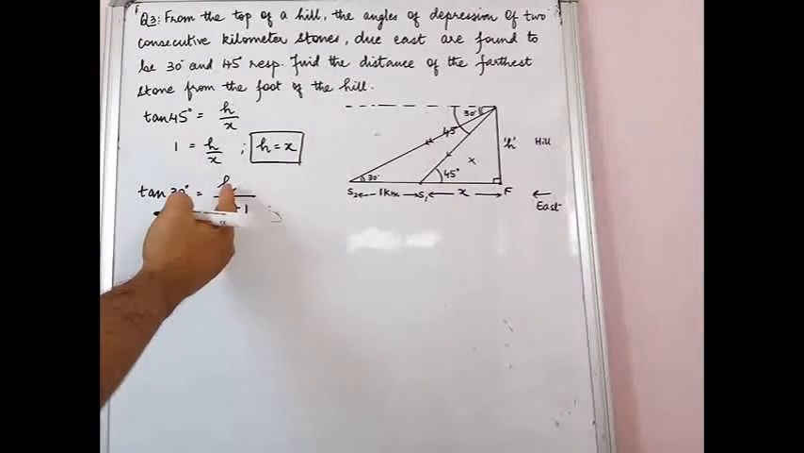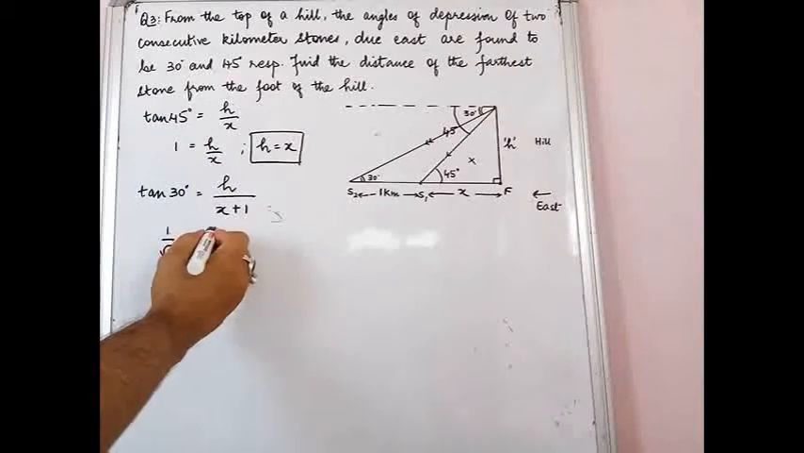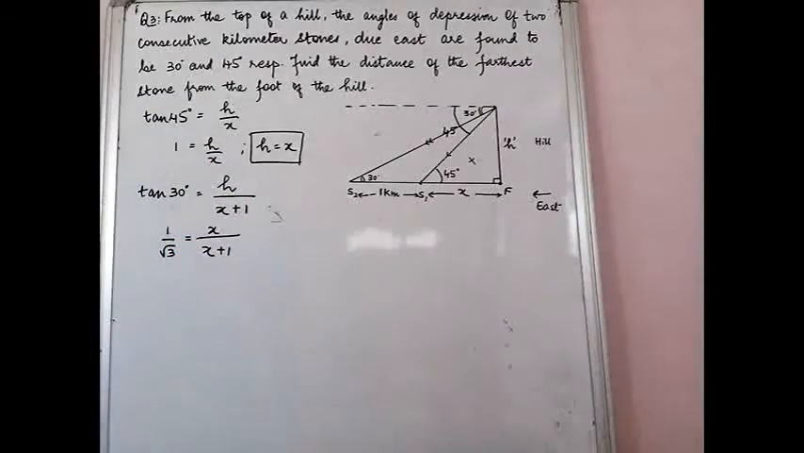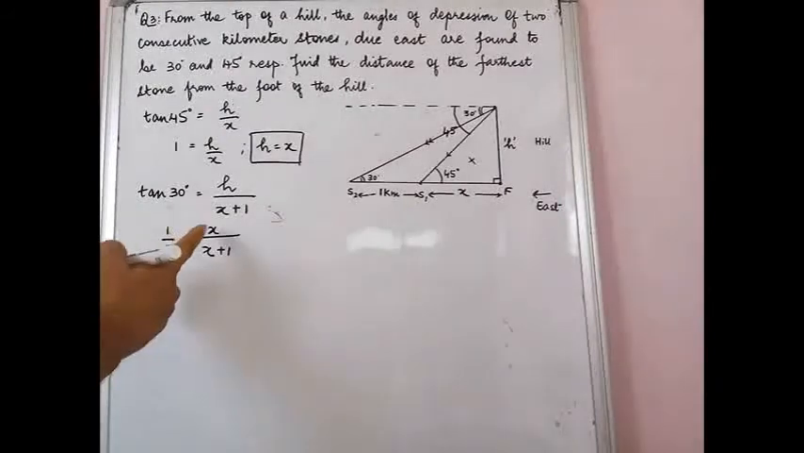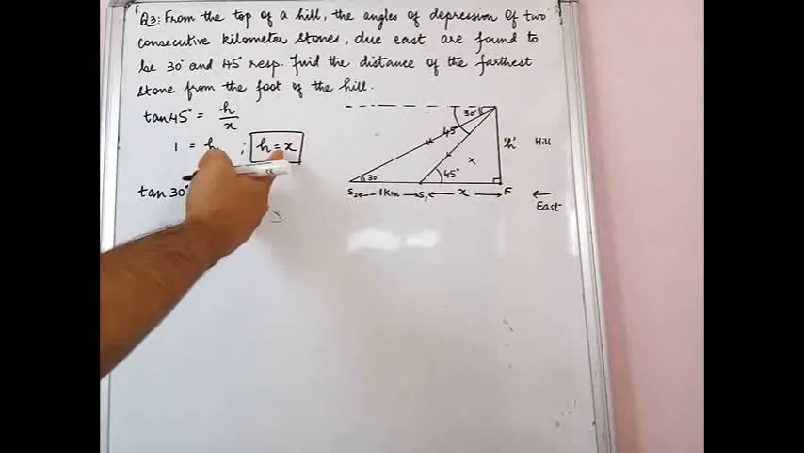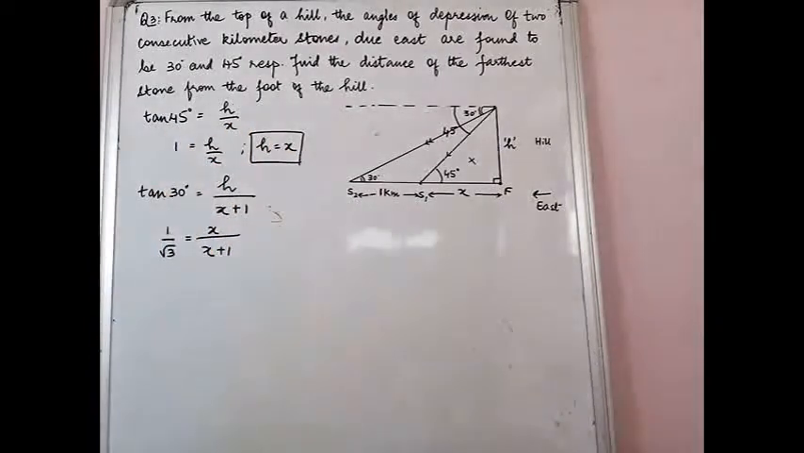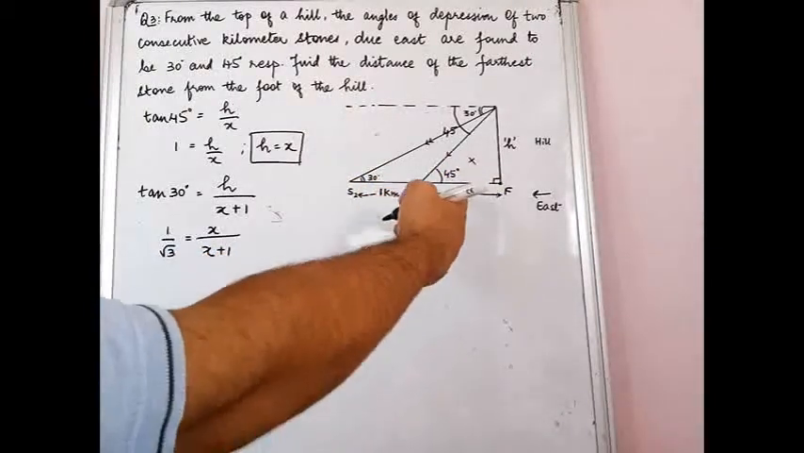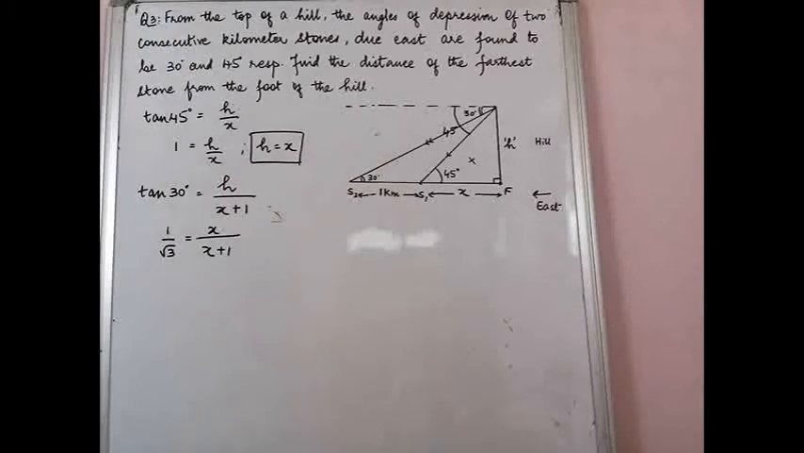Now in place of h, I will simply put x. So this becomes x upon x plus 1. Okay, where has h gone? I have replaced h with the help of this earlier equation in terms of x, because remember we have to find out this horizontal distance on the ground. So for that x is necessary. Okay, this is the equation that we arrive at.